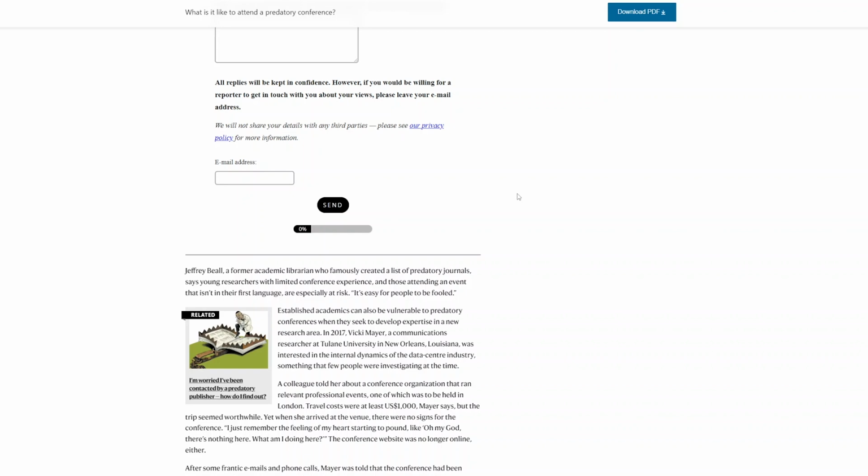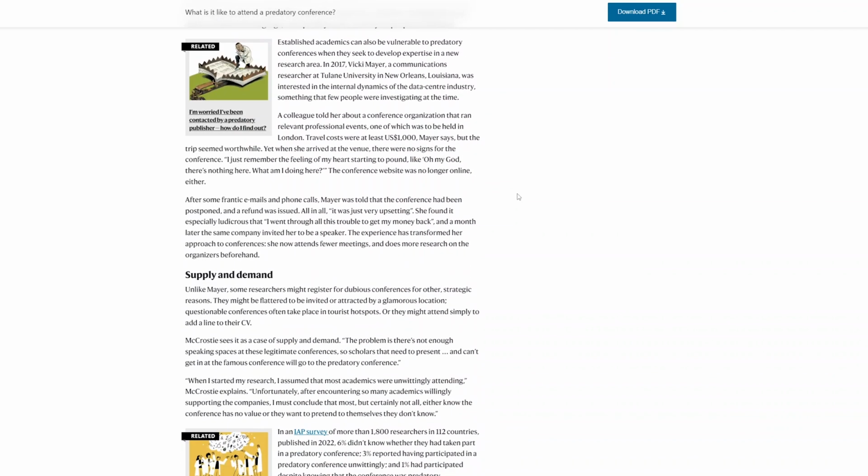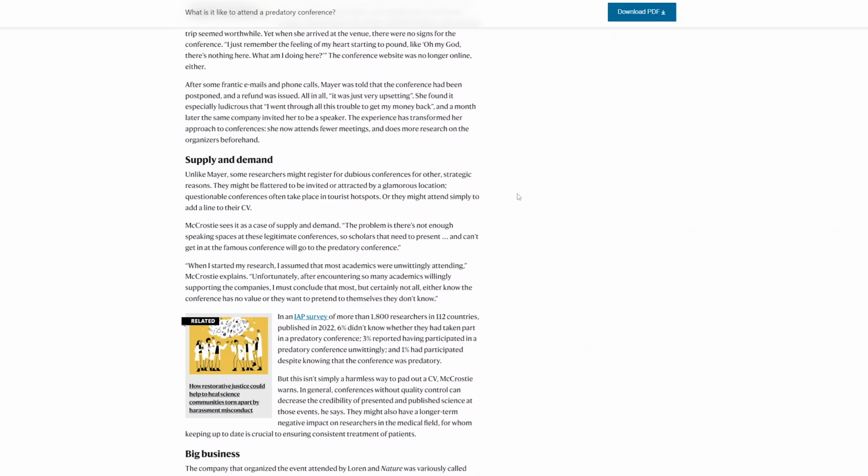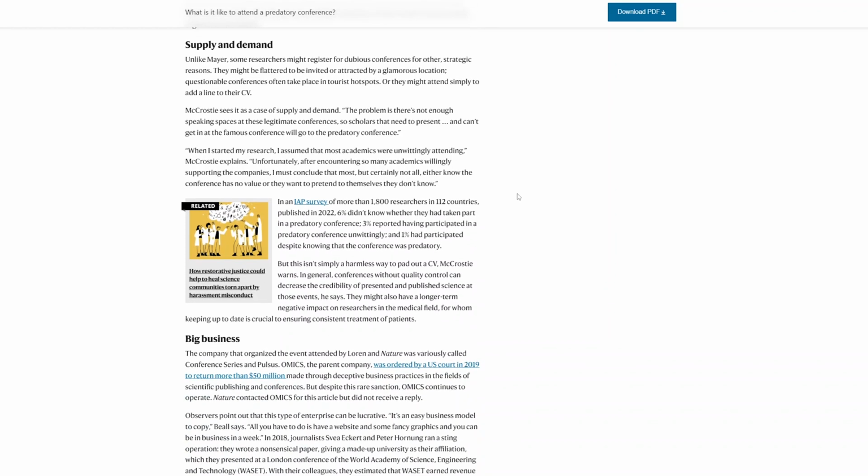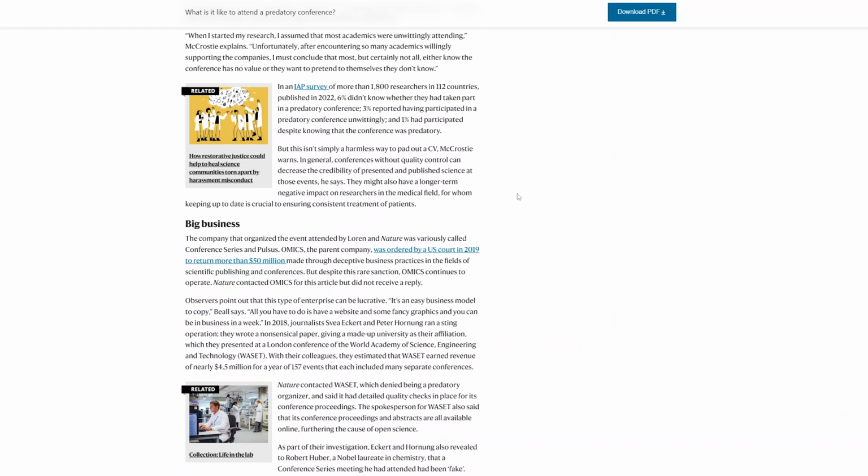So they discuss many aspects in this article: how much people pay, how people got disappointed, why there is a supply and demand for such bad conferences, and some people still go for them just to get additional line on their CV and just one more paper. But all in all, this is a huge problem, a major problem of academia, and especially young researchers should know about it, and they should try to avoid attending predatory conferences.